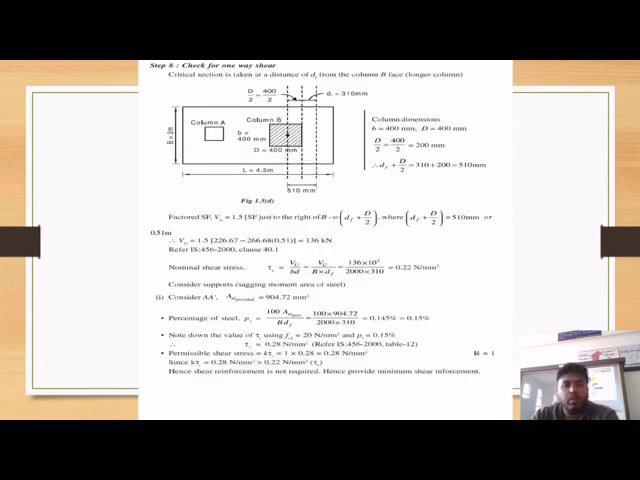Check for one-way shear. The critical section is taken at a distance of d from the column B face. Consider Ast provided 904.72 mm square. Percentage of steel is equal to 4.15%. Note down the values: tau c is equal to 0.28 N per mm square. Permissible shear stress is k into tau c, that is 1 into 0.28, equal to 0.28 Newton per mm square.